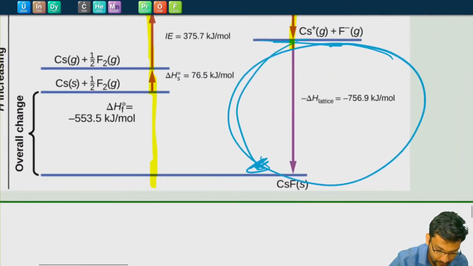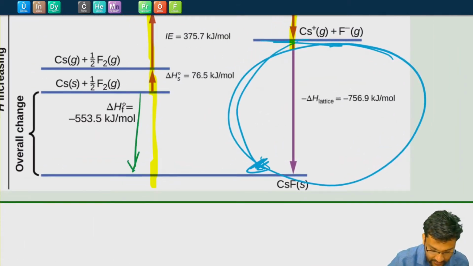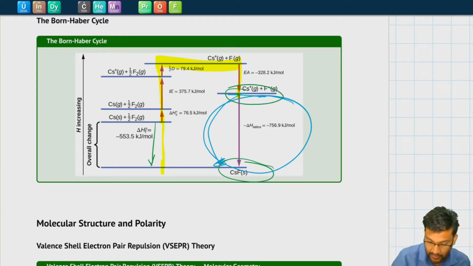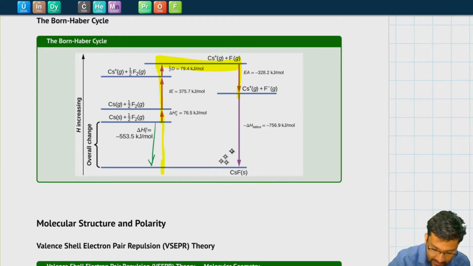Again, we know this is the enthalpy of formation. Those are two ways to get from the same starting point to the same ending point, which is what we're interested in. All right, so let's do that.